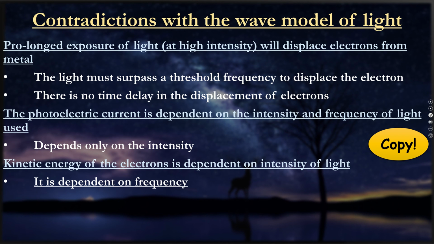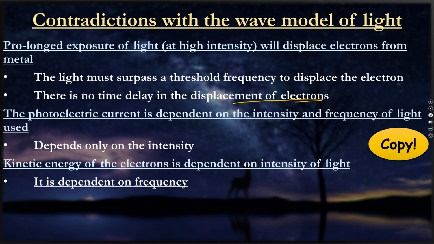So that's a quick summary of what we have. Prolonged exposure of light at high intensity will displace electrons. That's what the wave model states. That's not true. If you pass a particular threshold frequency, then you will get electrons being displaced from the piece of metal. And there's also no time delay when these electrons are displaced.